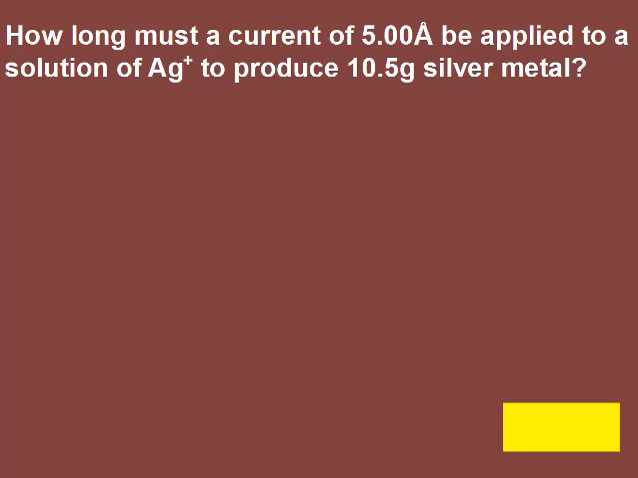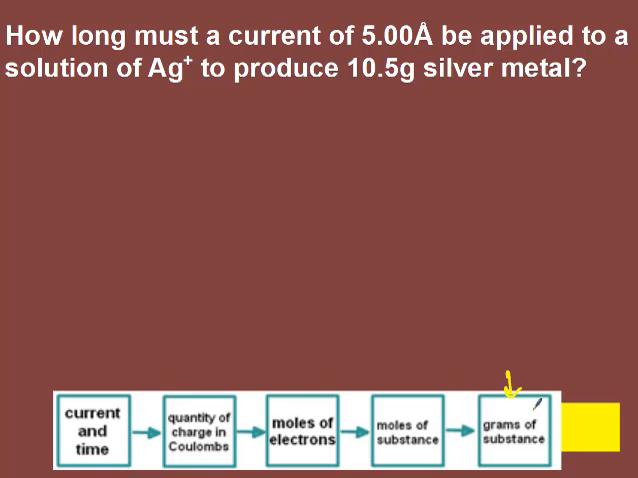So let's go ahead and try this one. This one, you're given grams. So we're going to go backwards. This time we're going to start with grams. We have 10.5 grams of silver.